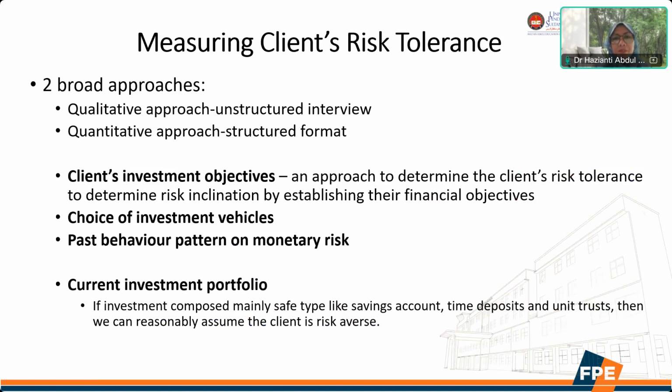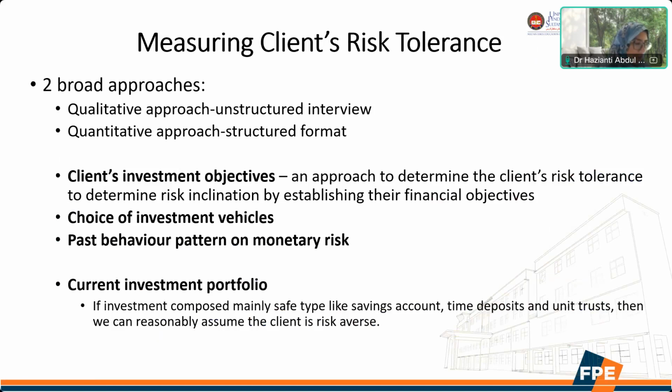What do they prefer? So here, the financial planner will help establish the client's financial objectives as well by asking them questions. All right, and then the choice of investment vehicles. Based on the products that the client chooses, we will know whether the client might choose shares, bonds, or real property, or derivatives. So we can assess whether they are more risk taker or risk averse.